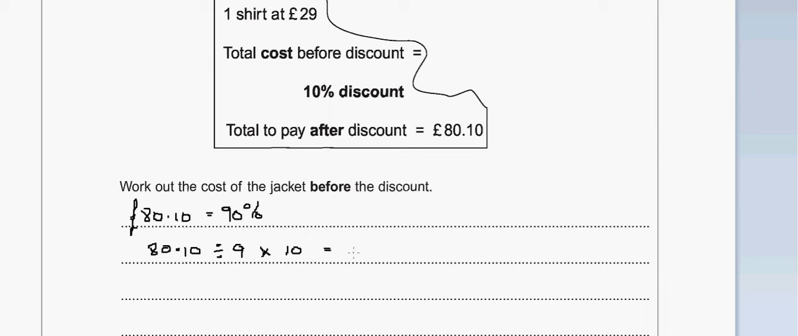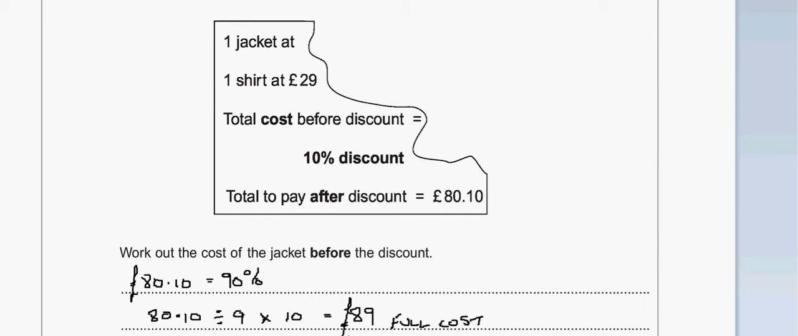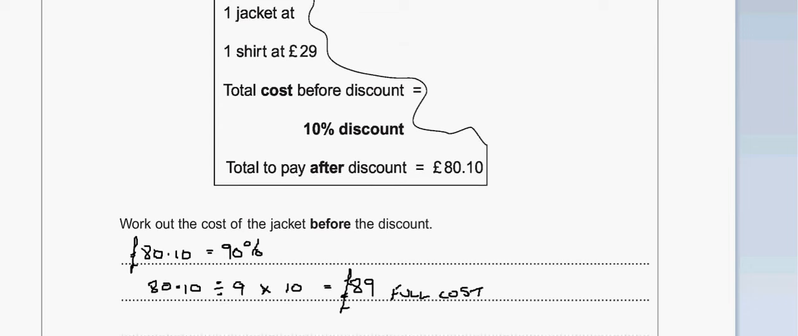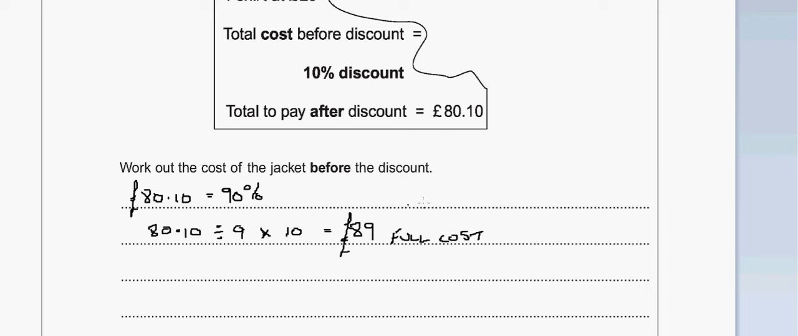So £80 and 10p divided by 9 gives me 8.9, and then I multiply this by 10, gives me £89. So £89 is the full cost. Okay. Now he only bought one jacket and one shirt. So if we take off the cost of the shirt, this will equal the jacket.